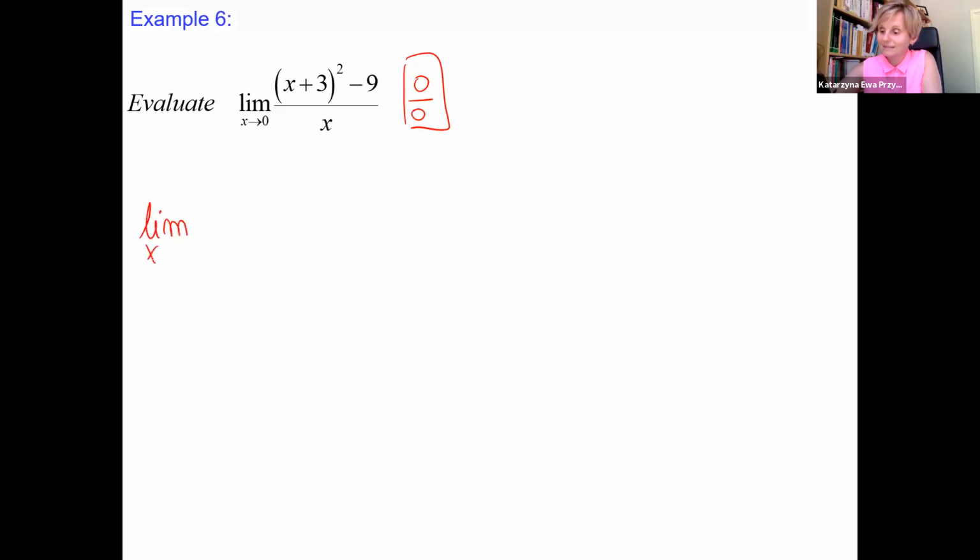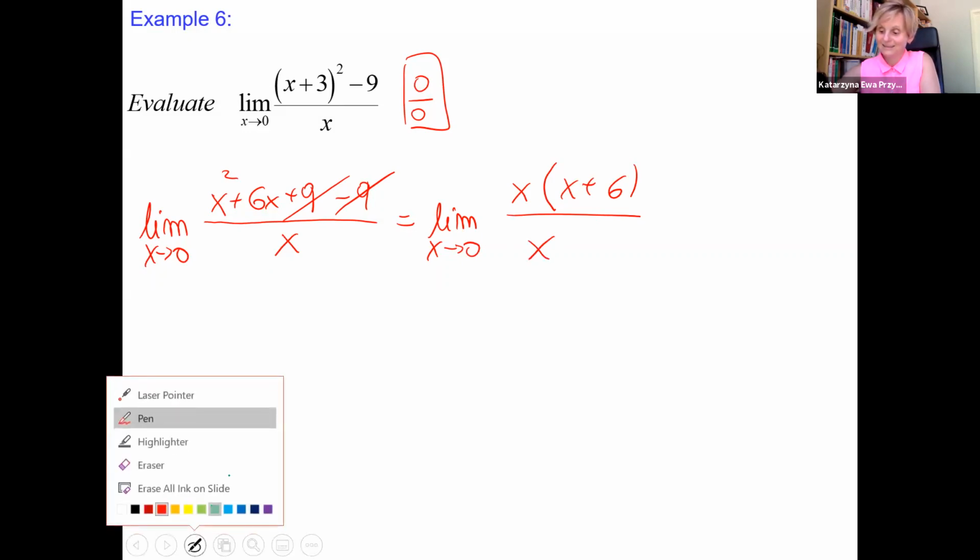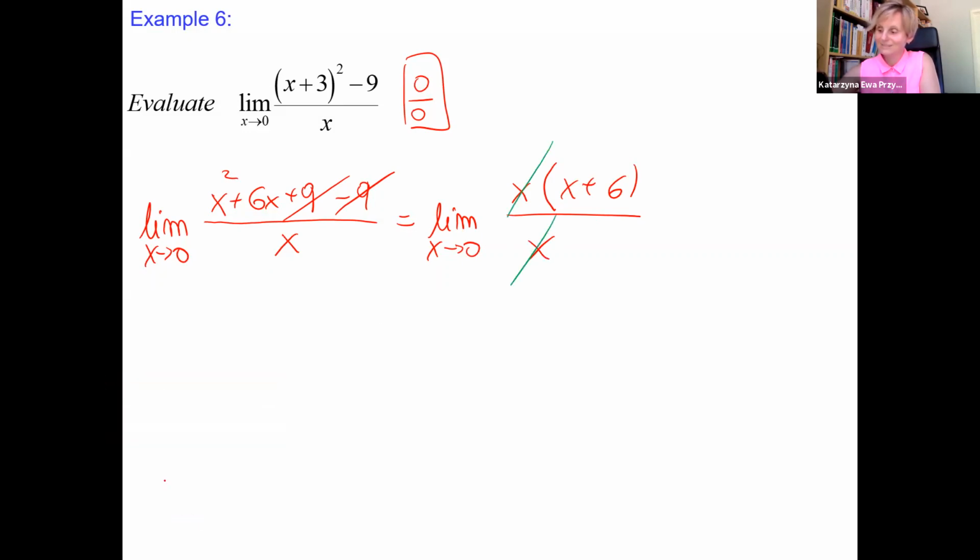Let's start. Limit as x goes to 0. And you can probably see we can basically expand (x plus 3) squared. (x plus 3) squared is x squared plus 6x plus 9, and then minus 9. One thing that we can do: 9 minus 9 is 0, and in x squared plus 6x we see the common factor. We can factor out x, and that's what we need. Common factor is gone. 0 plus 6 is 6. Okay, limit at 0 is 6.